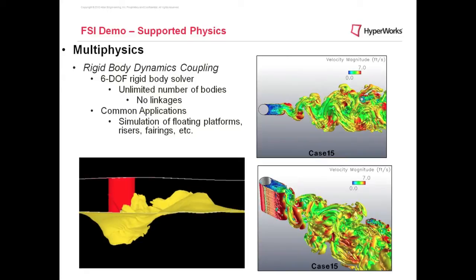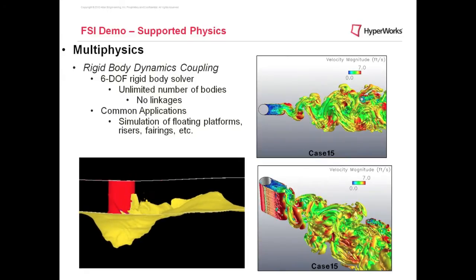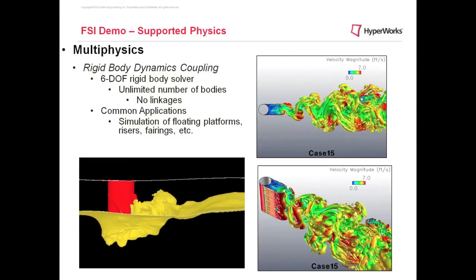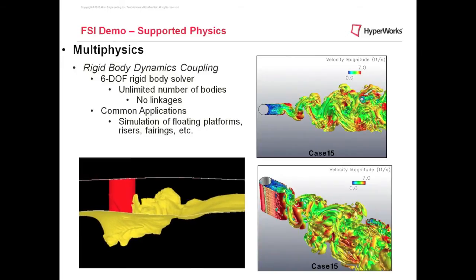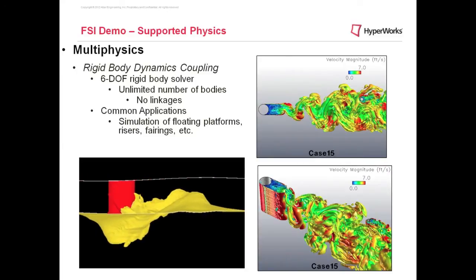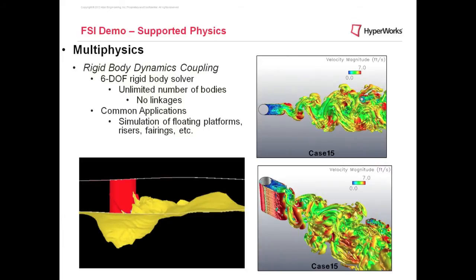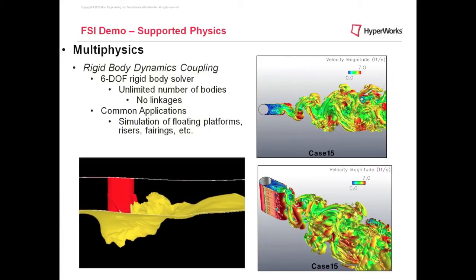So let's start talking about the different types of multiphysics that AcuSolve supports. The first type that I want to talk about here is rigid body dynamics coupling. AcuSolve does have a 6 degree of freedom rigid body solver embedded within it. There's no limit to the number of individual rigid bodies that you can solve for, but there is a limitation that the rigid bodies can't be interacting. So in other words, we can't have linkages between all these different rigid bodies that are present.